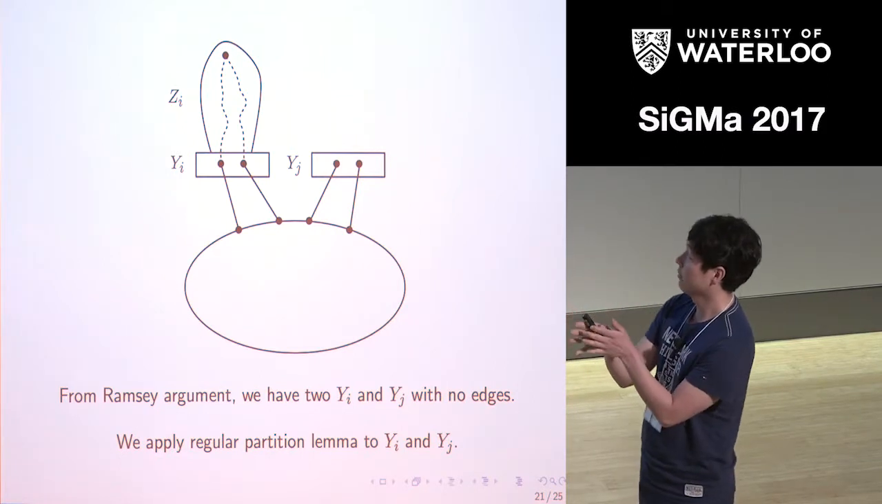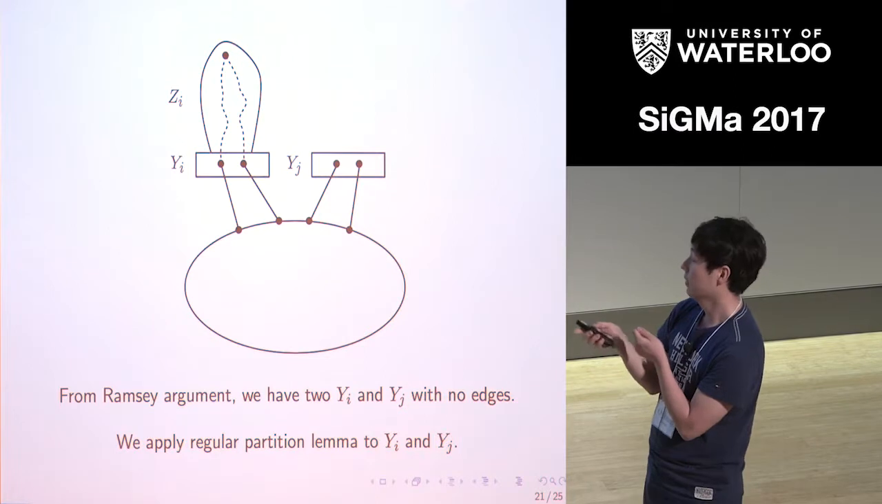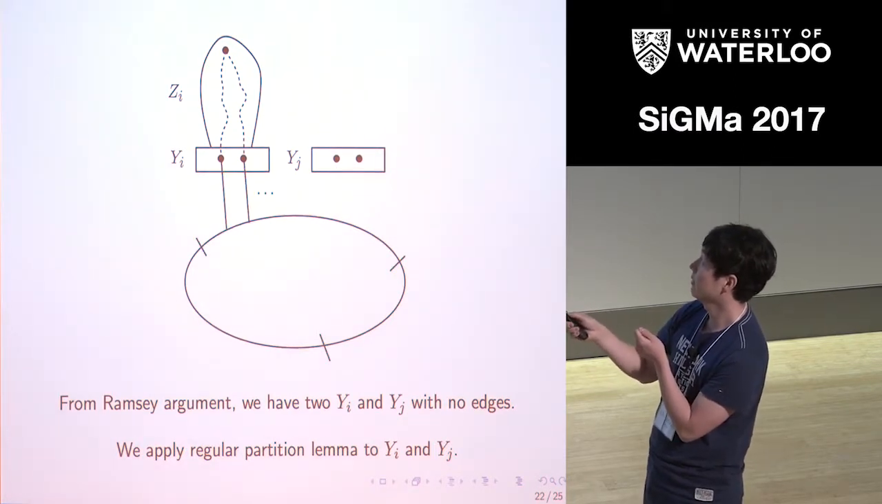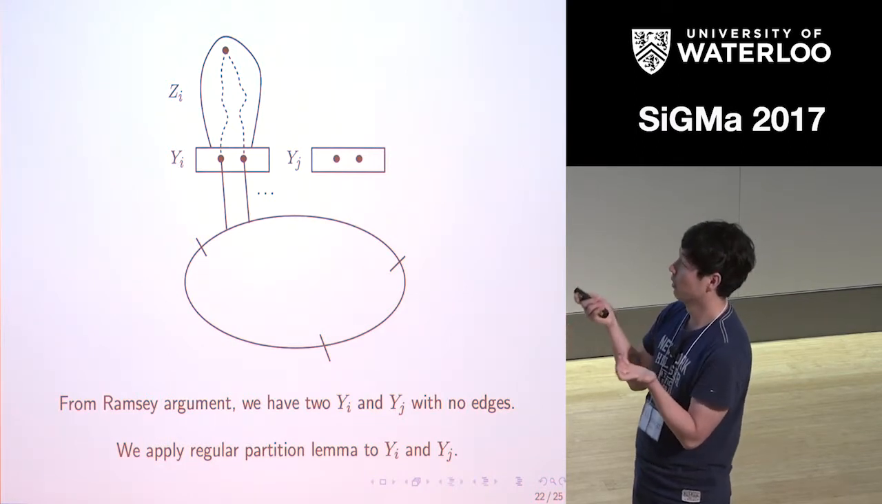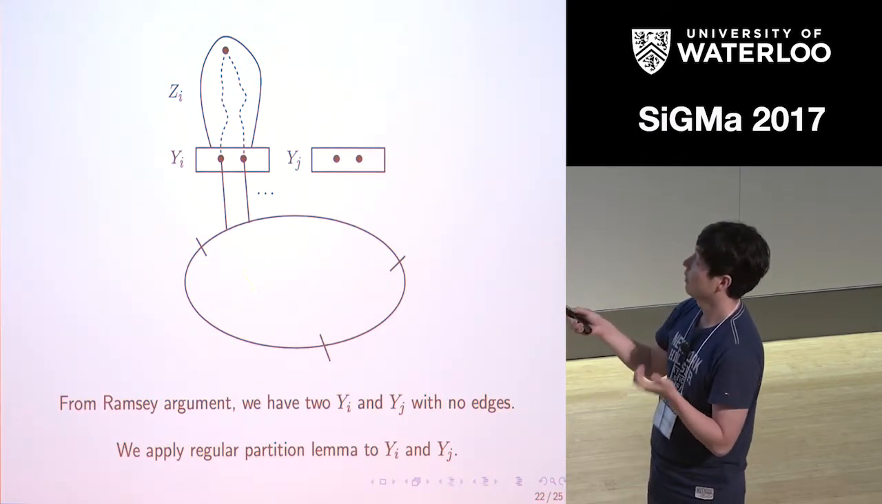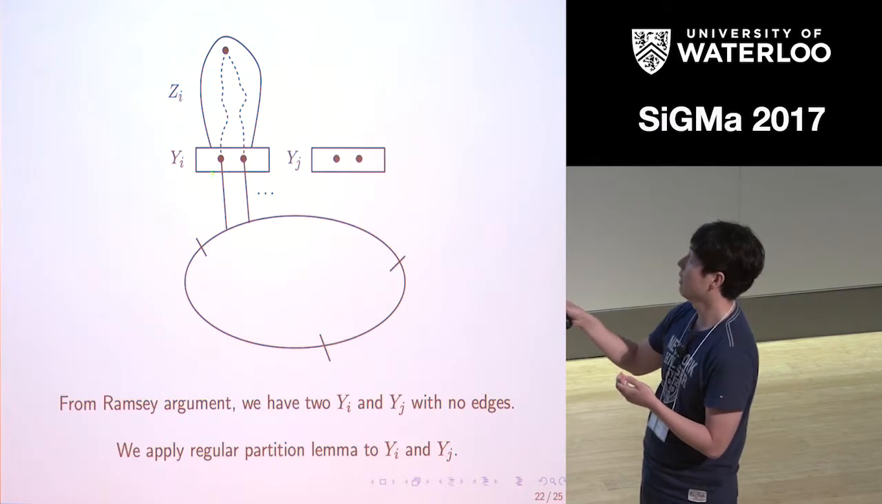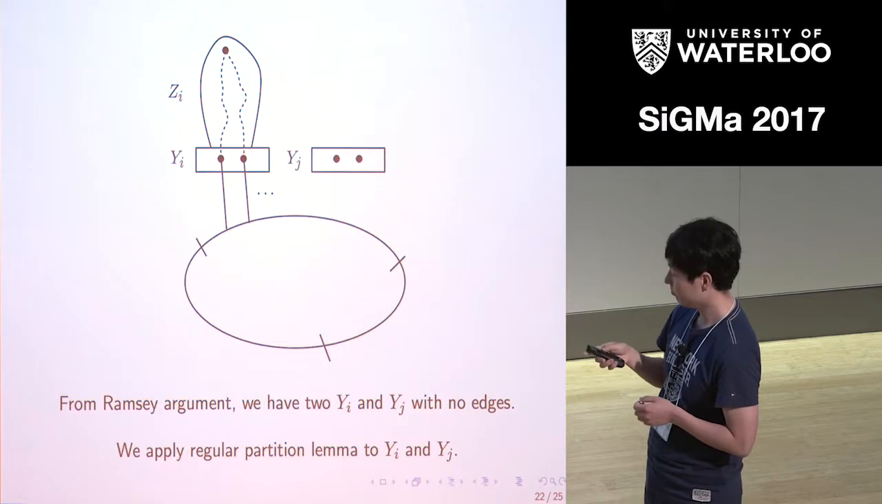we apply the regular partition lemma to the Yi once and then Yj once. If you apply the regular partition lemma to Yi for the neighbors here, I mean that you cut some error and then you look at this as a real line, and then you apply the regular partition lemma. Then the lemma implies that you have some partition of at most k parts, such that in each part, the neighbors of Yi appear very regularly.